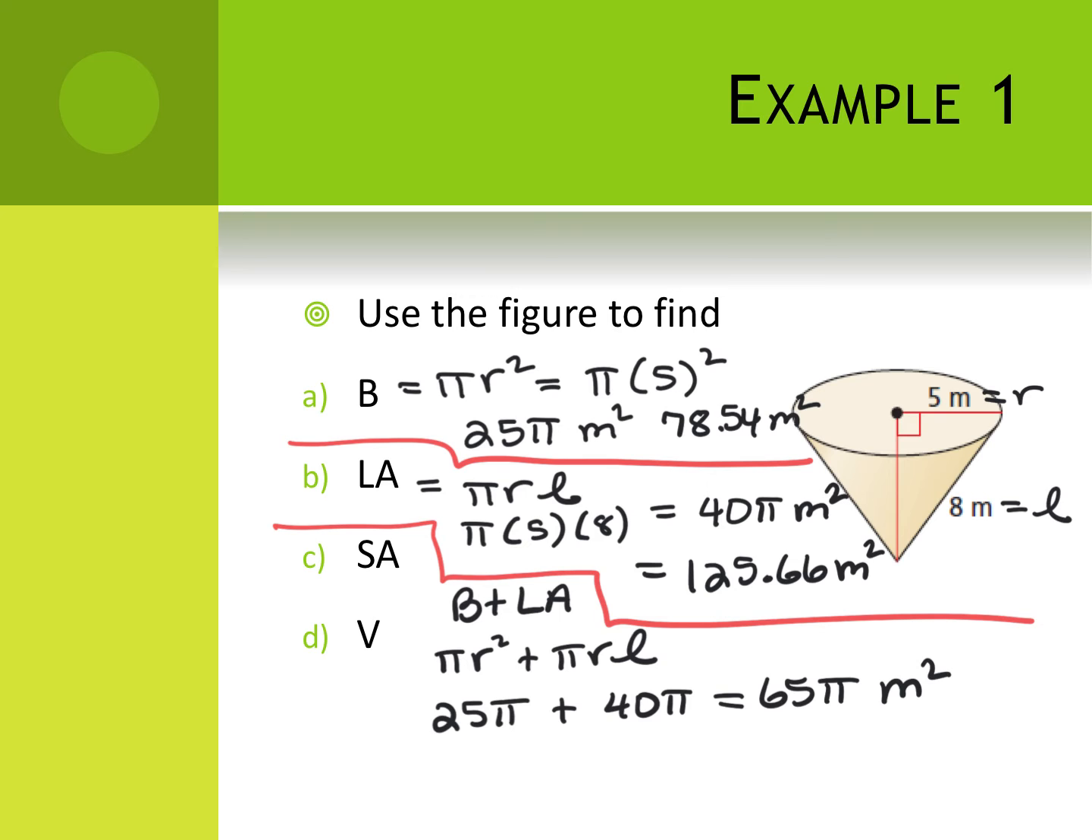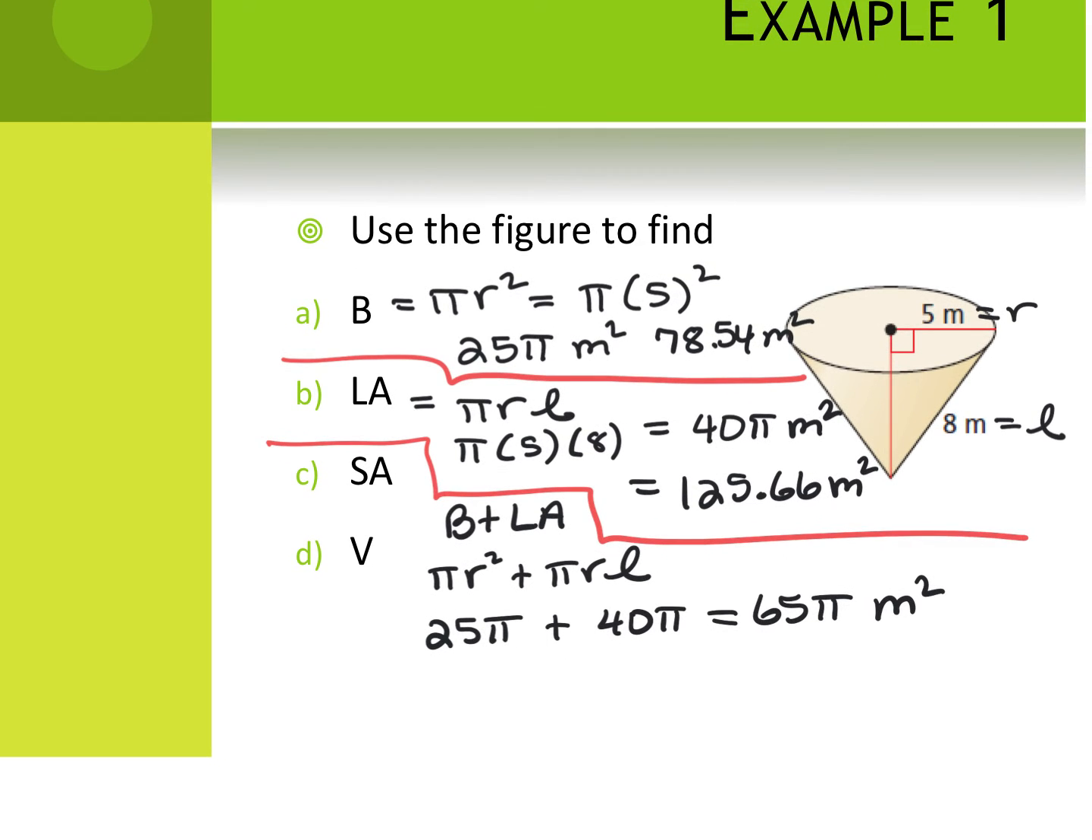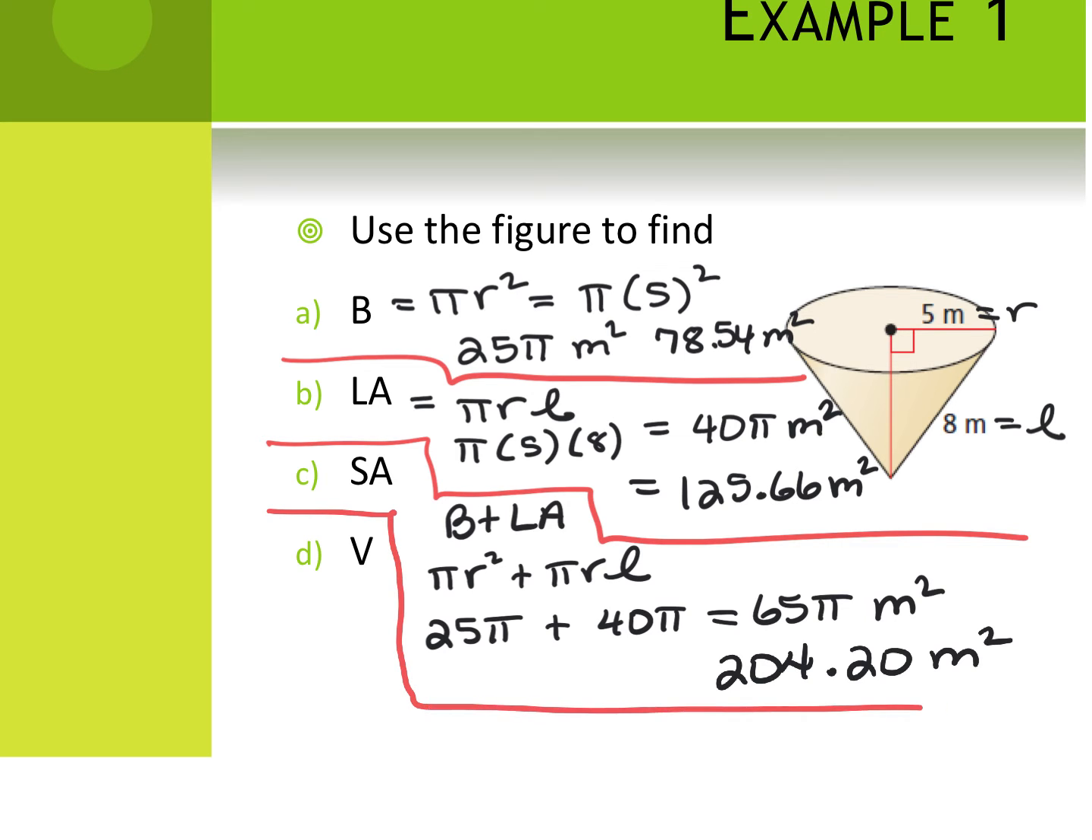So that would be the surface area or the total area left in terms of pi. Using my pi button, 65 times pi gives me 204.20 meters squared. So again, this is total area or surface area. And then the last part is the volume.